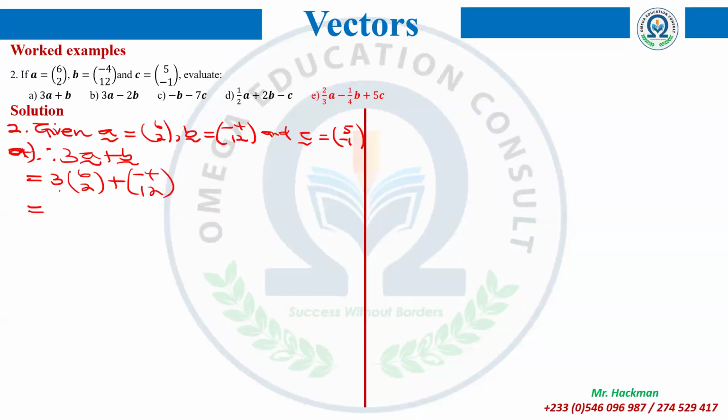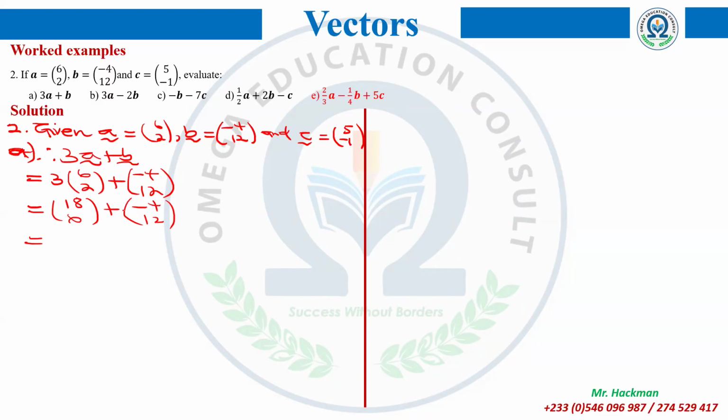Okay, so what do we do now? Now we are going to multiply the 3 and the 6. Okay, we know how to multiply a scalar and a vector. We are experts now. So this will give us 18. 3 times 2 will give us 6. Okay, then plus your this vector, which is the negative 4, 12. So at this point, you've gone back to how to add 2 vectors.